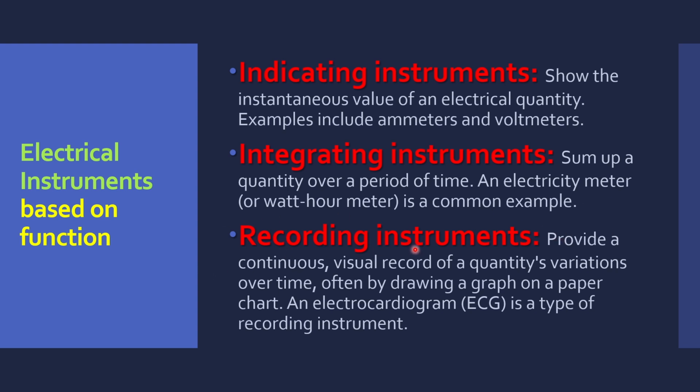Then you have a recording instrument as the third type, which provides a continuous visual record of the quantity's variation over the time, often by drawing a graph on a paper or chart. An electrocardiogram or ECG is a type of recording instrument. Temperature meters are also recording the variation of the temperature over the time. So they are also recording instruments.